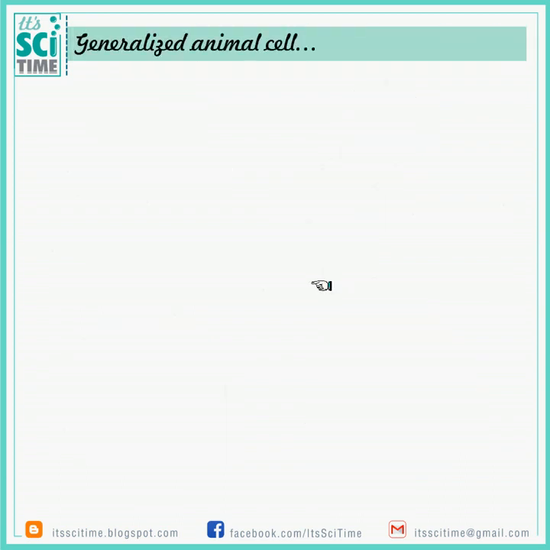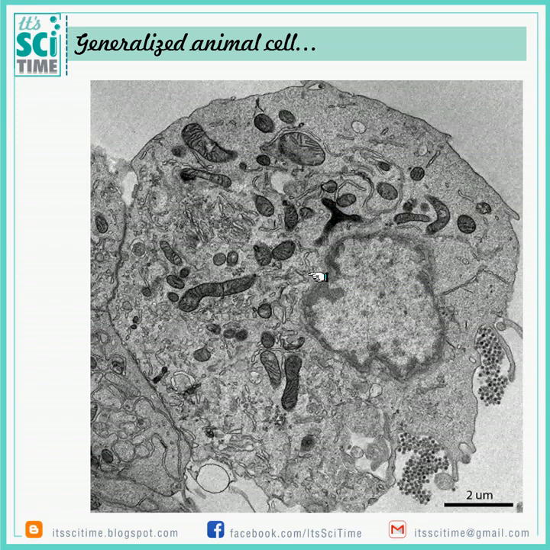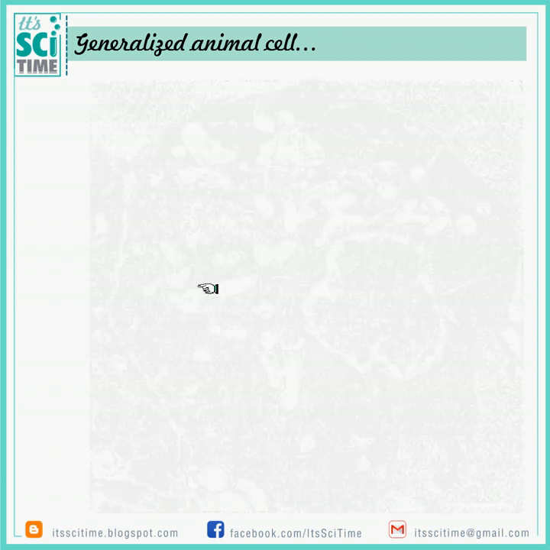Then the generalized animal cell. How can we see cells? Normally under a light microscope we can't have a clear picture like this, but this is taken under an electron microscope. The overall picture looks round in shape but a little bit irregular, and you can also see some compartments. Those are the organelles. Now let's learn the names of these organelles.